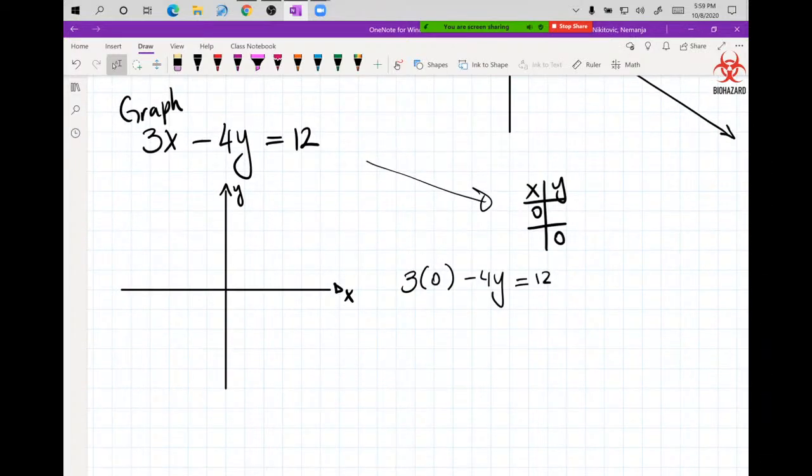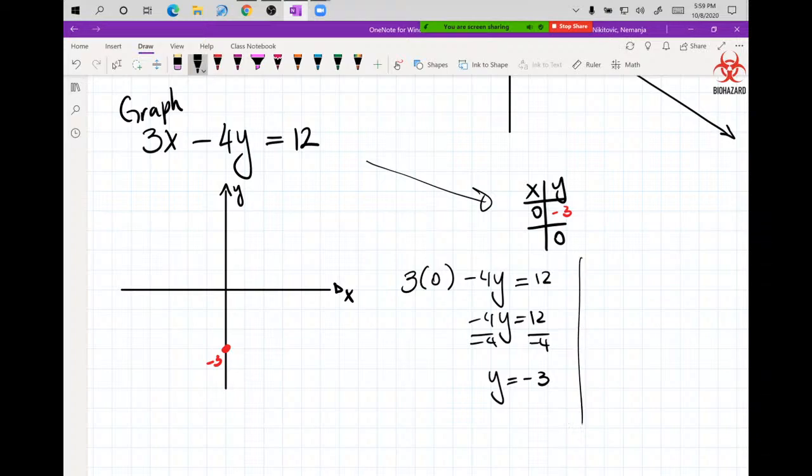All right, so now we have negative 4y equals 12. Divide both sides by negative 4, and we get y equals negative 3. So we have our negative 3 value, and we can put that negative 3 immediately on the graph because that's the y-intercept.